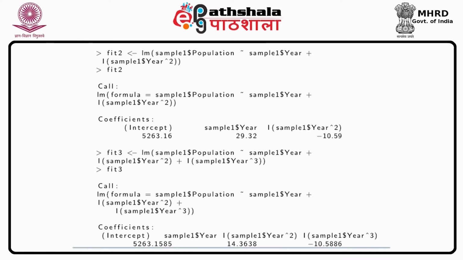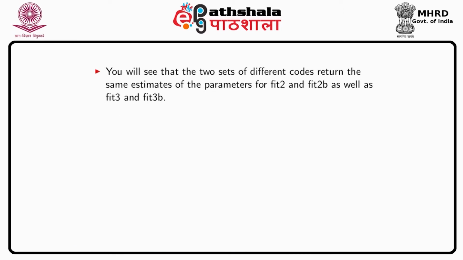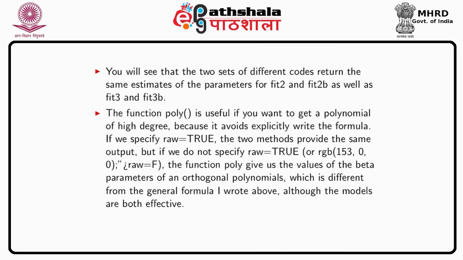The same thing can be seen for the third degree polynomial as well. So you will see that the two sets of different codes return the same estimates of parameters for fit 2, fit 2b, as well as fit 3 and fit 3b. So the function poly is useful if you want to get a polynomial of high degree, because in the previous slide you have seen that specifically mentioning separately what degree of polynomial you want would require you to write it out every time you're fitting a model. However, if you're fitting a polynomial of higher degree, instead of separately writing each covariate, we would rather use the poly function and simply mention the name of the independent variable, and after the comma put the degree of polynomial we wish to fit to the data set.